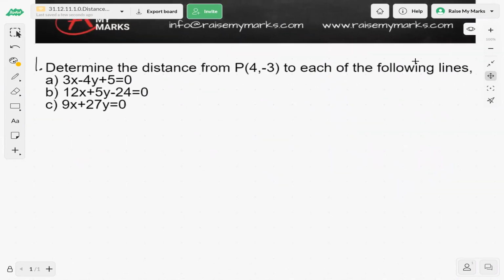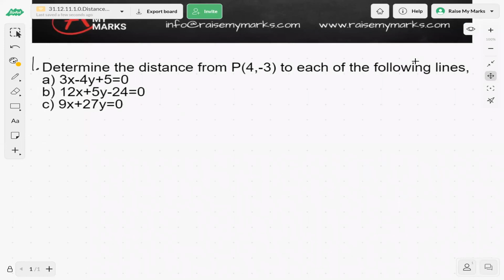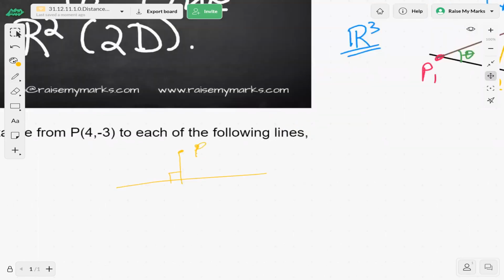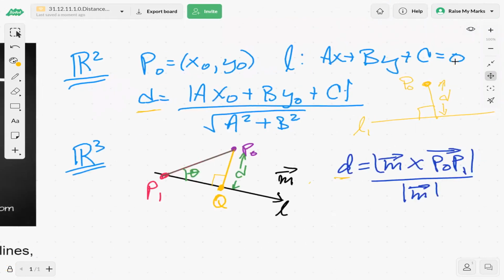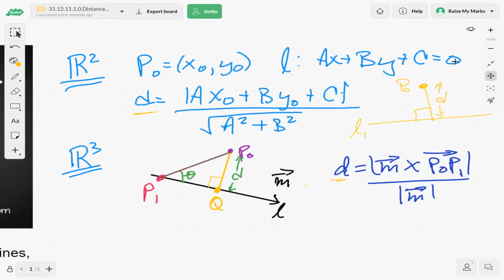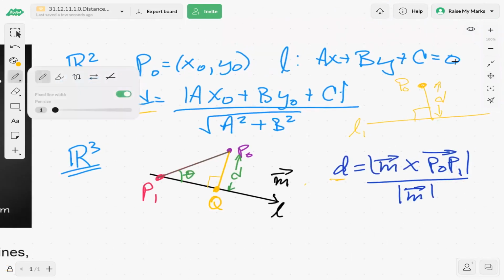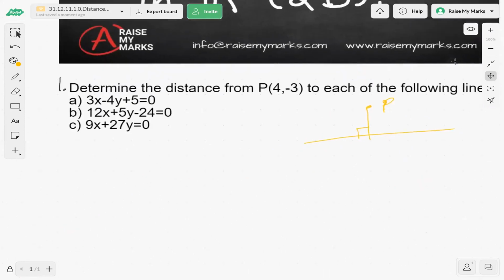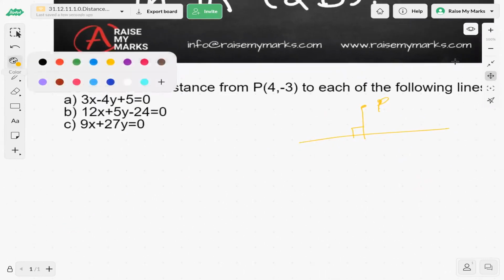Determine the distance from point P. So why don't we draw point P to some line, and we're given 3 different lines. Looking back at our formulas, we're using this first one right here. Let's scroll back and use it.